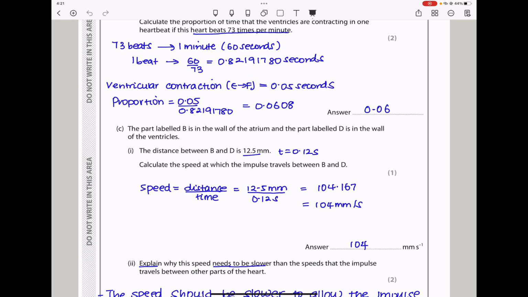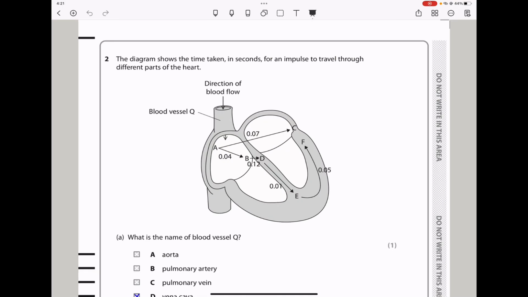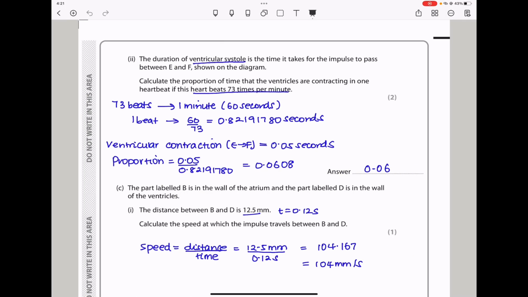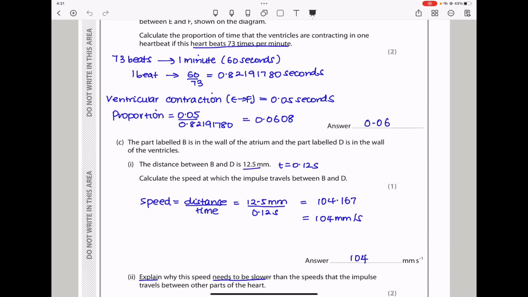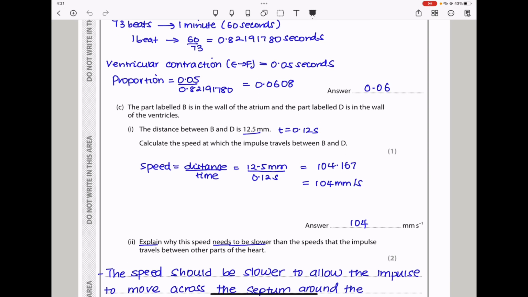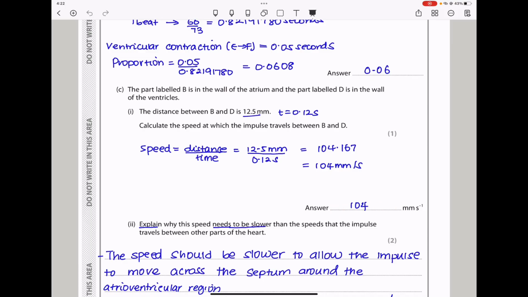Next they say, the part labeled B is in the wall of the atrium, and the part labeled D is in the wall of the ventricles. The distance between B and D is 12.5 millimeters. Calculate the speed at which the impulse travels between B and D. If we go back, moving from B to D, we can see it's 0.12 seconds. So that is the time I wrote here. It means we are moving this distance within that time, and therefore the speed, which is distance over time, is going to be that distance divided by the time. So that was my answer.